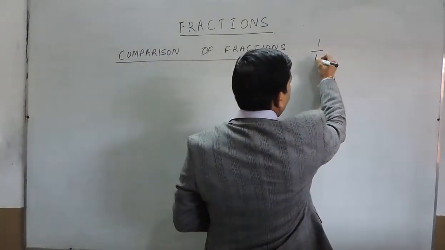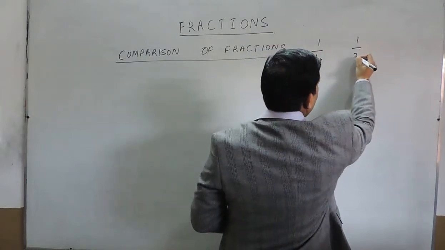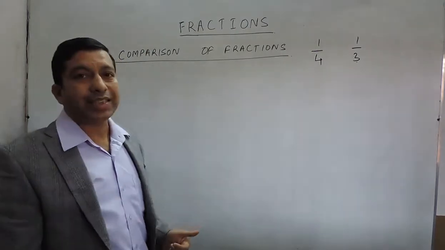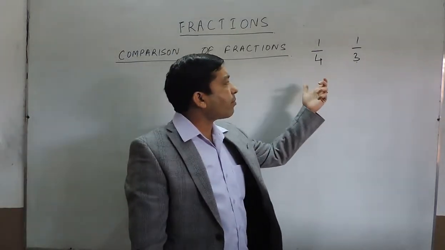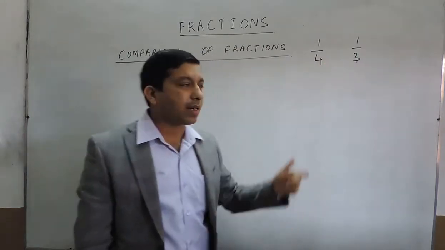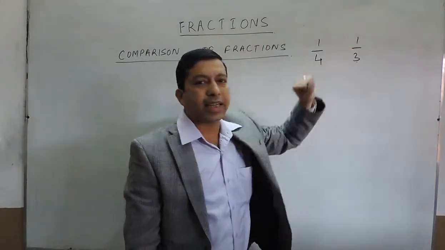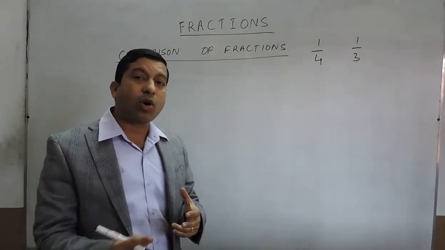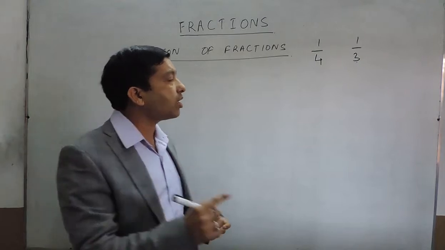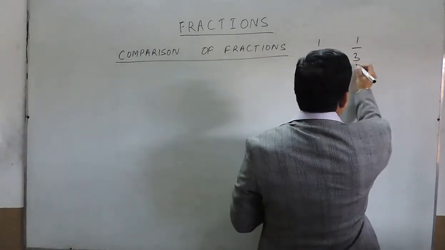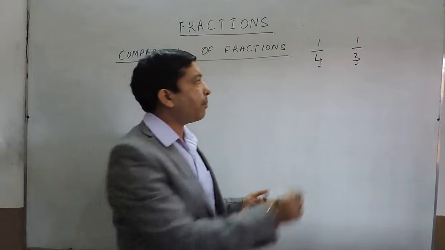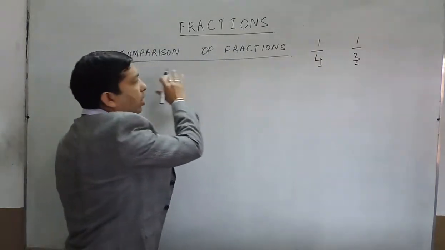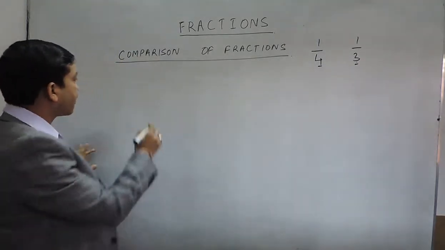Suppose I say there is a number 1 upon 4 and there is another number 1 upon 3. Which of the fractions is larger, or which is greater? Then in our mind, first of all, we think that 4 is a larger number than 3, so this fraction is greater than this fraction. But this is not true, because a fraction depends not only on the denominator but on the numerator as well as the denominator. So today we are talking about how we compare fractions.